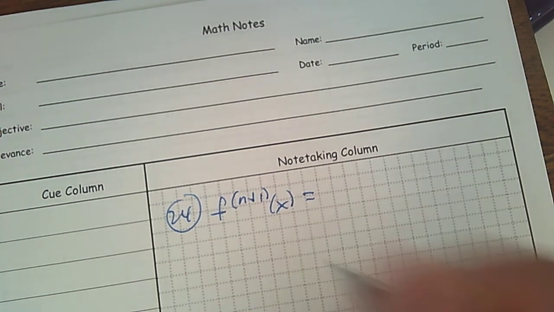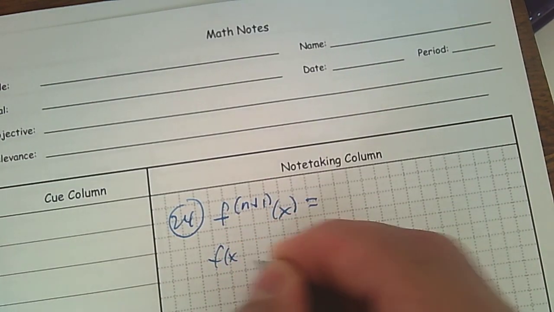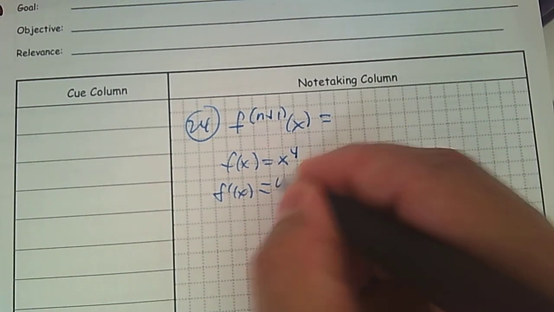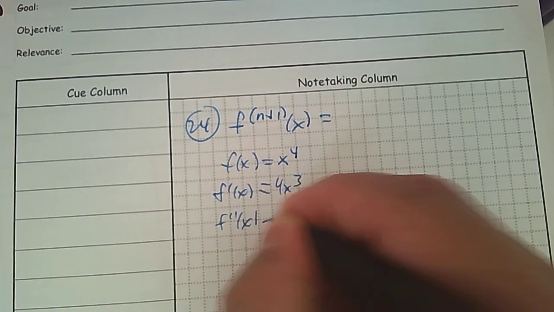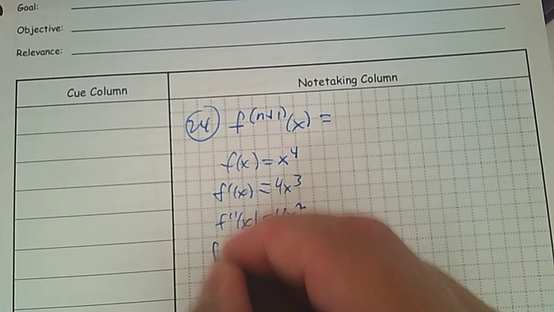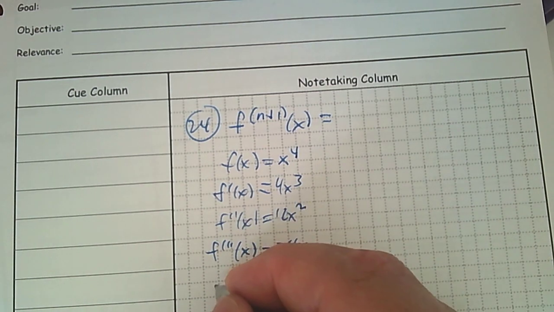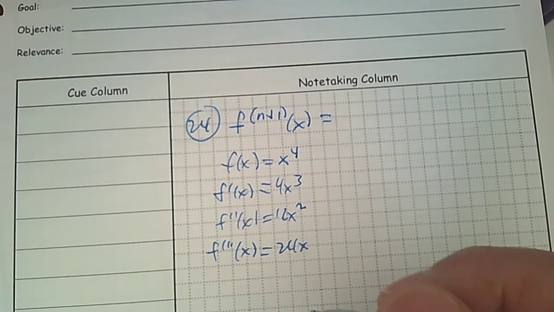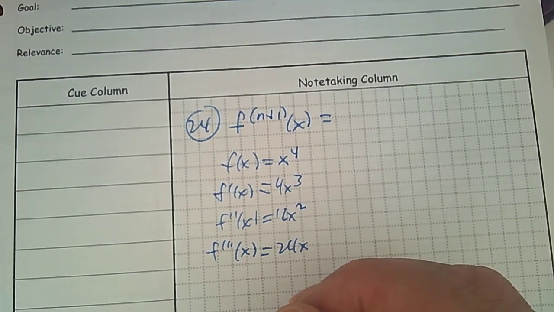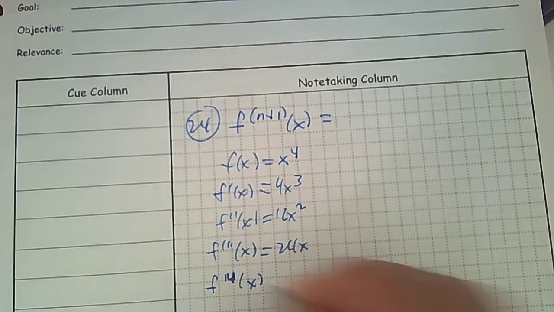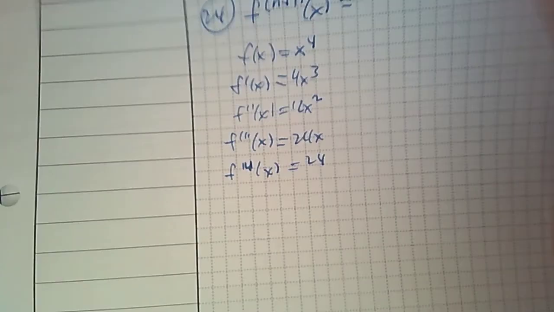So for number 24, suppose f of x equals x to the 4th. Then the derivative of that would be 4x cubed. The derivative of that would be 12x squared. Can you see what's happening to the degree? The third derivative of that would be 24x. And then the fourth derivative of that, put a little 4 there, would just be 24. And then the fifth derivative and on would be 0.